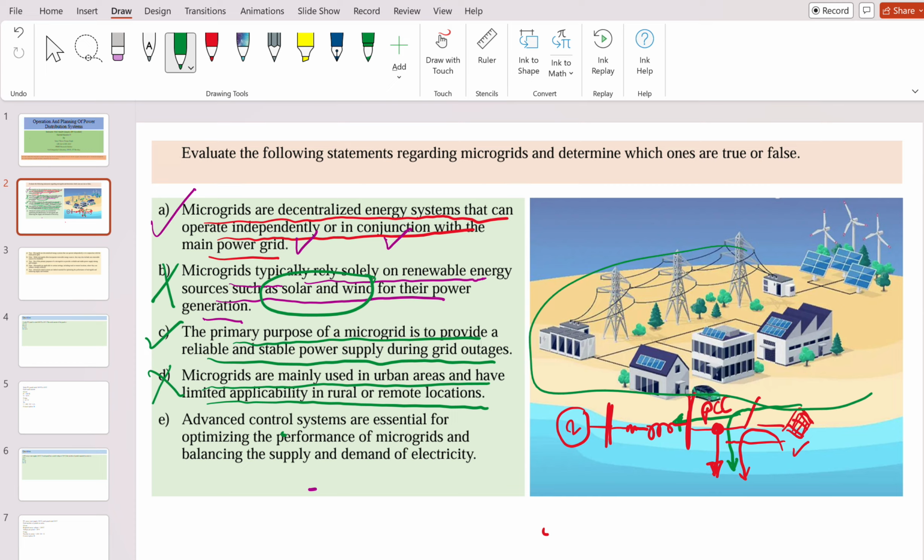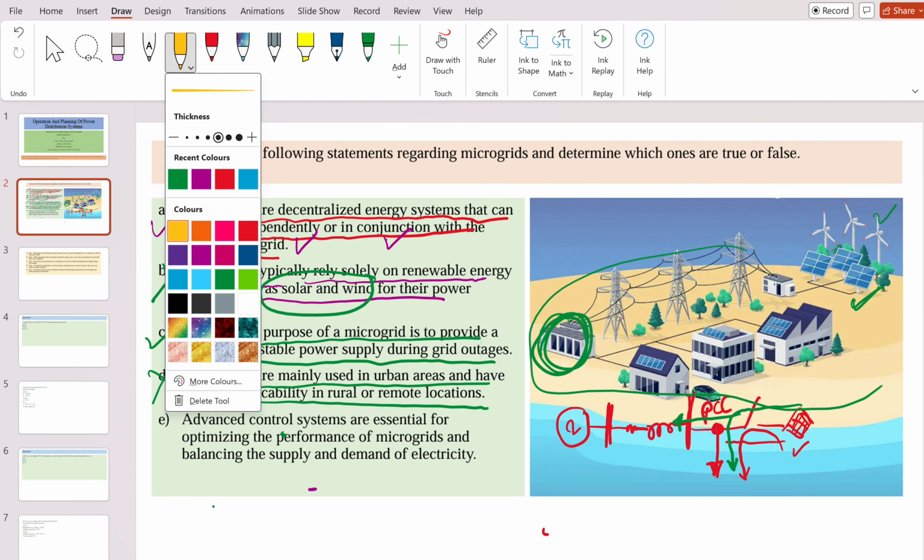There is an island where we have kept the generating sources from wind and solar. On an island, putting a transmission line through the ocean is difficult, so there we use battery storage plants with the solar and the wind to supply the power. You can see the battery storage here. So the statement that it can only be installed in the urban area is false.